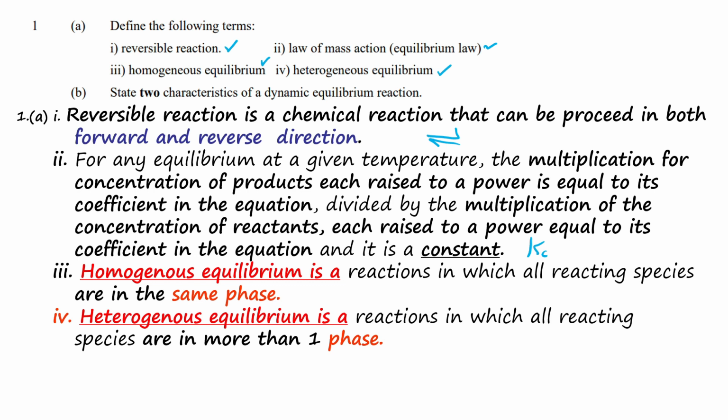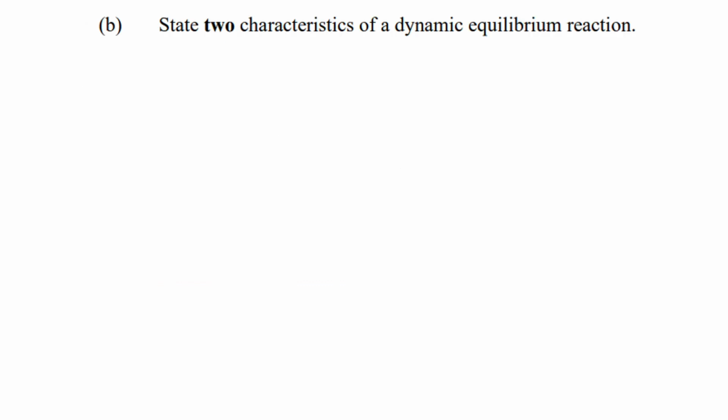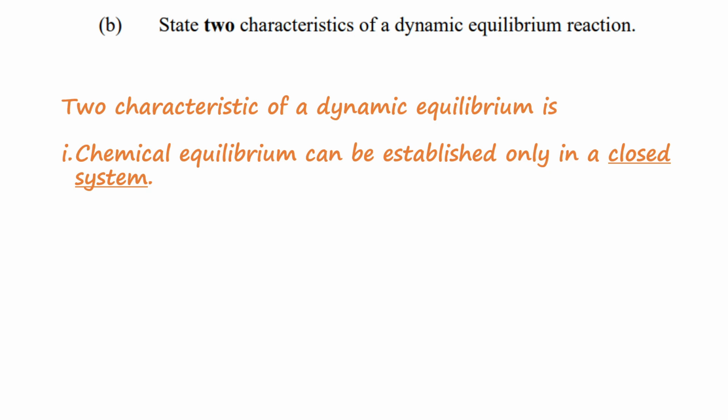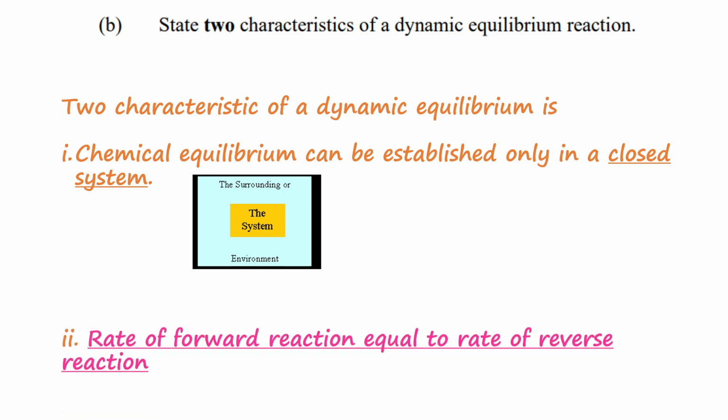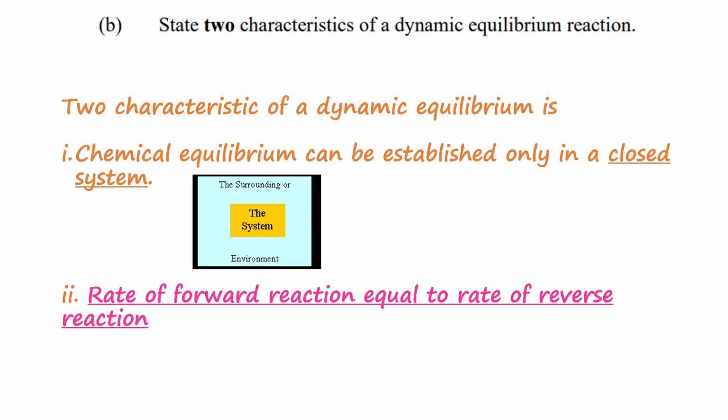Two characteristics of a dynamic equilibrium reaction. Okay, ciri-ciri keseimbangan dinamik. The first one, chemical equilibrium can be established only in a closed system. Okay, so dia mesti surrounding dia ataupun sistem mesti berada di dalam keadaan yang tertutup, sistem yang tertutup. Then number 2, the rate of forward reaction equal to rate of reverse reaction. Jadi kadar ke hadapan sama dengan kadar ke belakang.